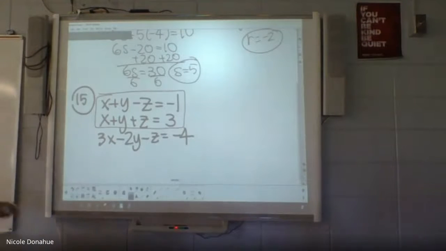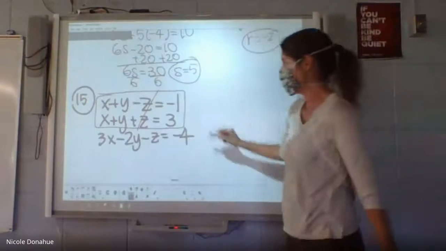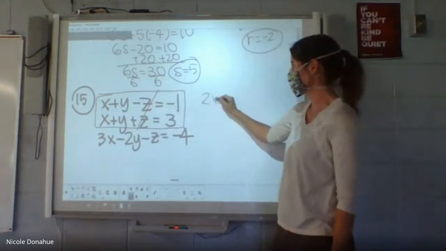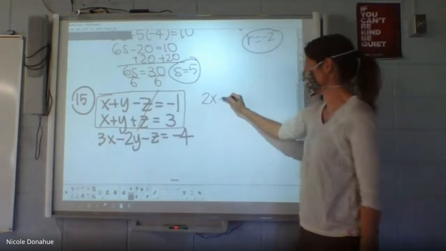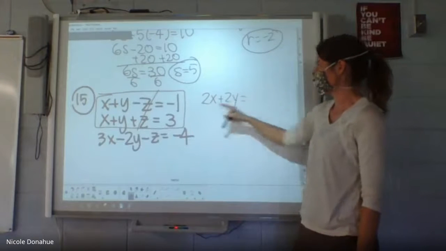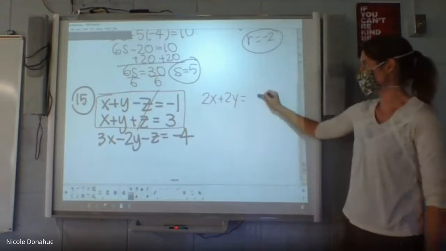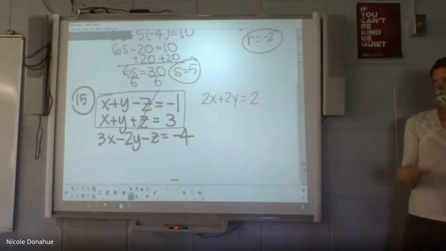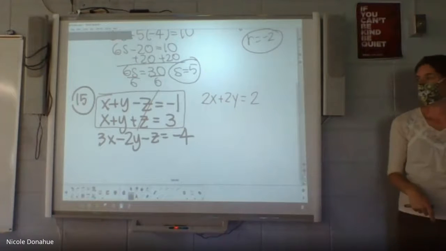So we can cancel this, and I have to add these though. x and x is 2x. y and y is 2y. -1 and 3 is 2. So I got a new equation with just x and y in it.